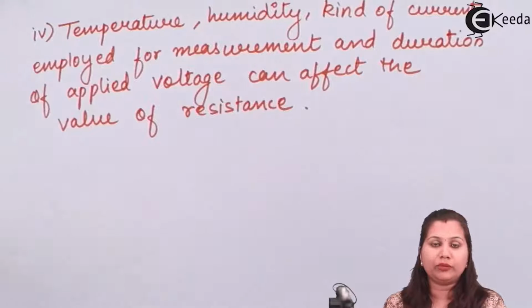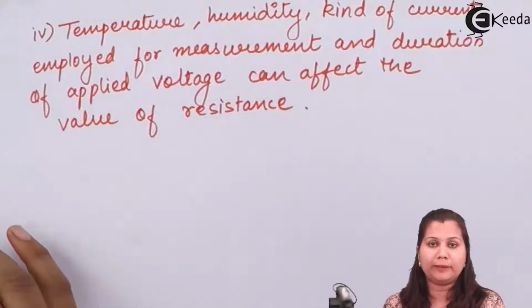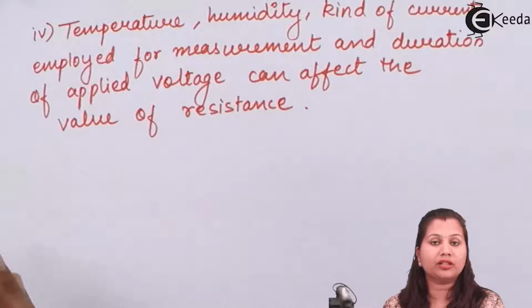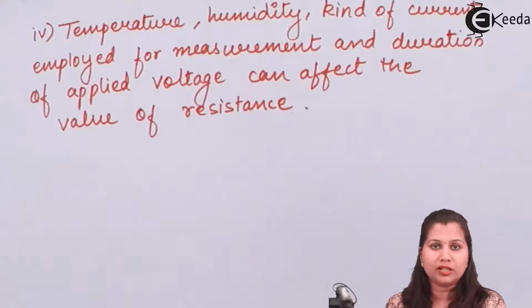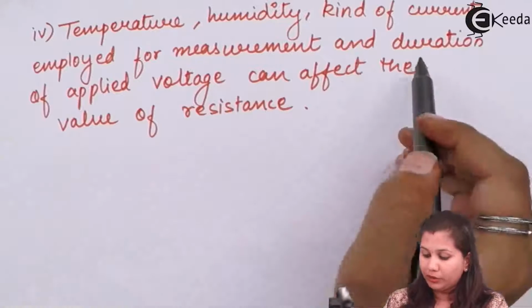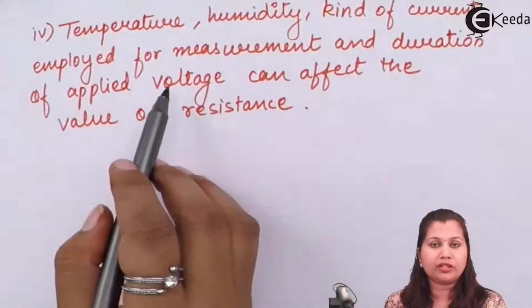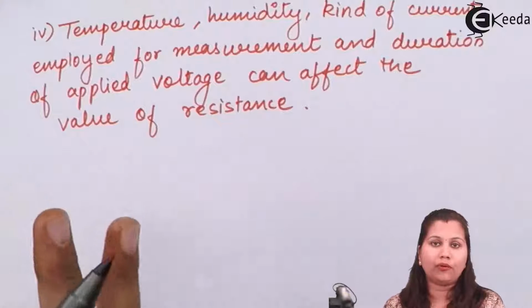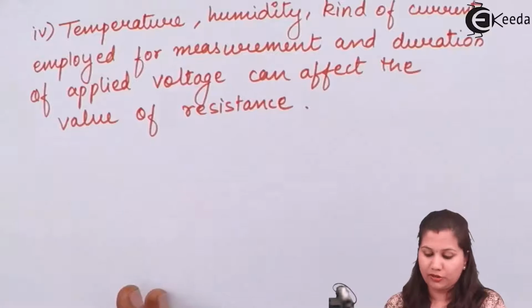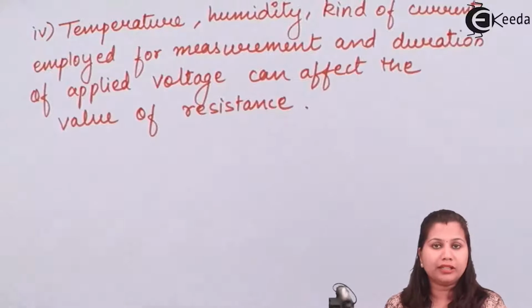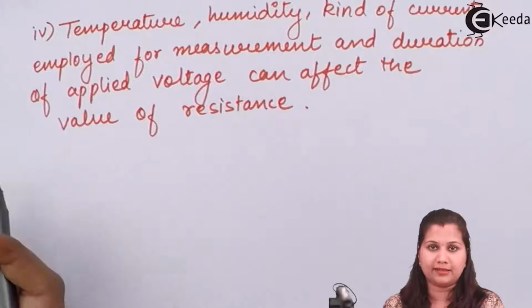Suppose we have applied the voltage for a longer period of time, that is going to damage the delicate instruments of the circuit. So the duration of the applied voltage also affects the value of the measured resistance. These are all the difficulties which we face when we are measuring high resistances.